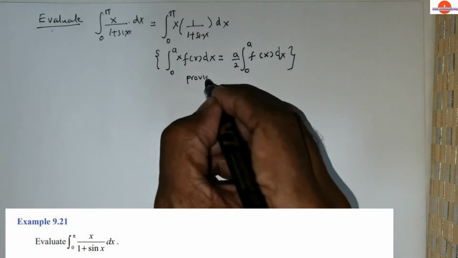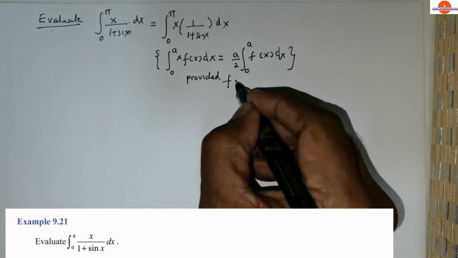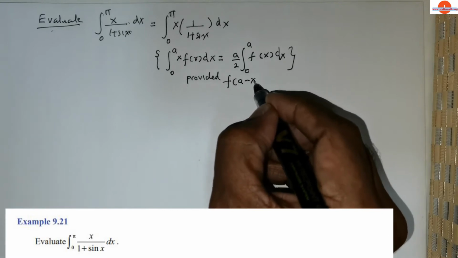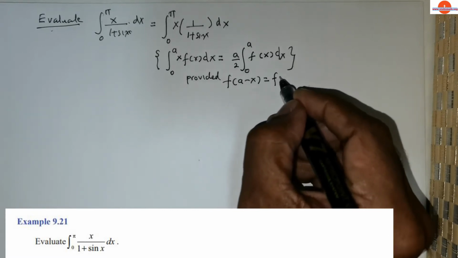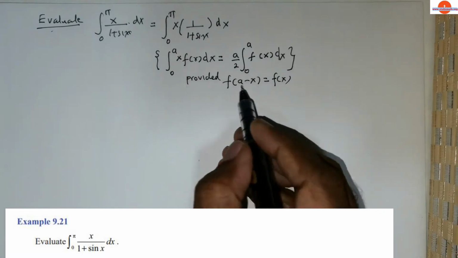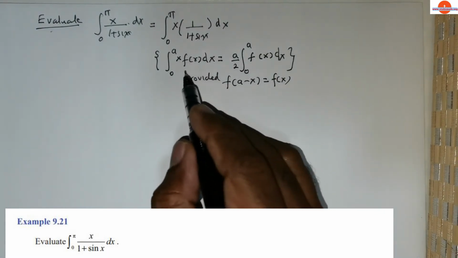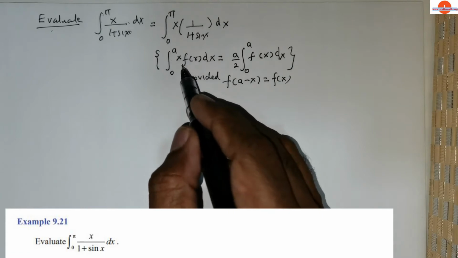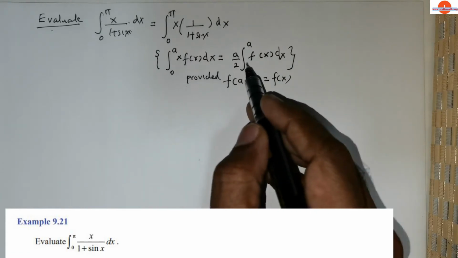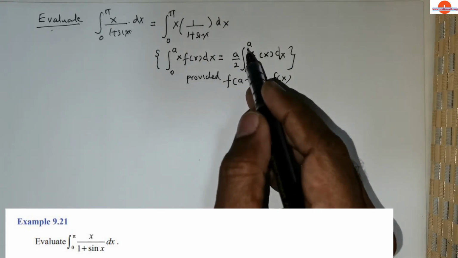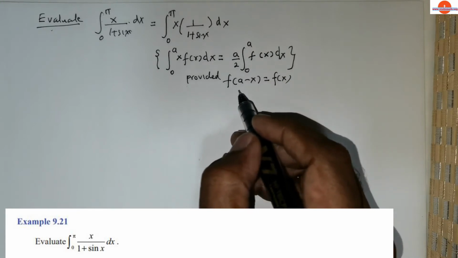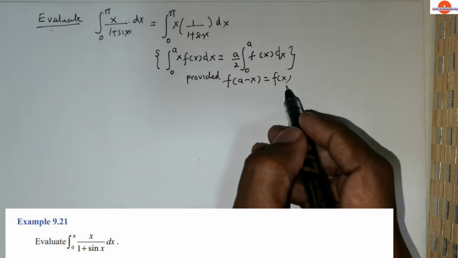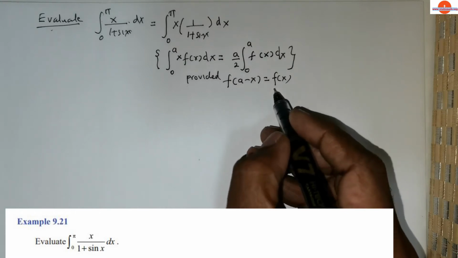provided f of a minus x is equal to f of x. So the condition that has to be satisfied for the integral from 0 to a of x times f of x dx to be equal to a over 2 times the integral from 0 to a of f of x dx is that f of a minus x should be equal to f of x.